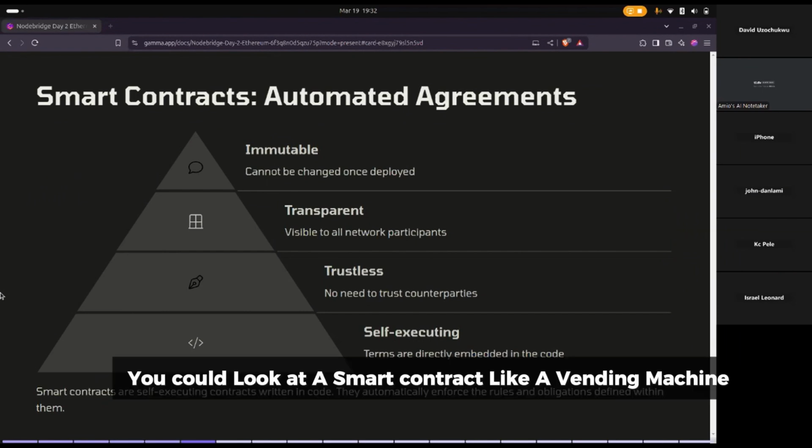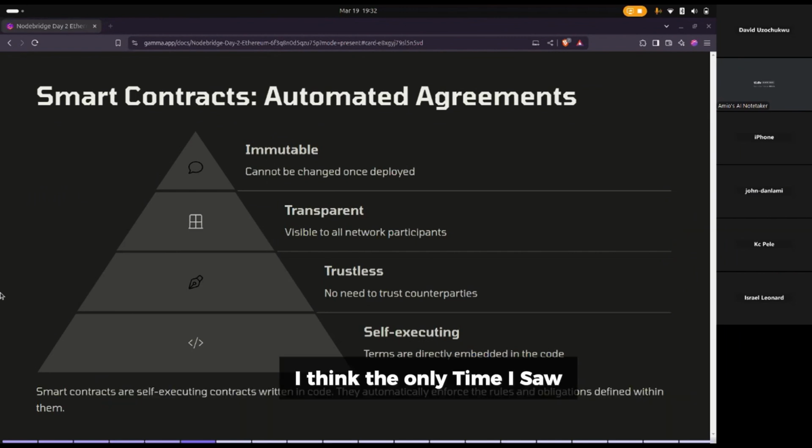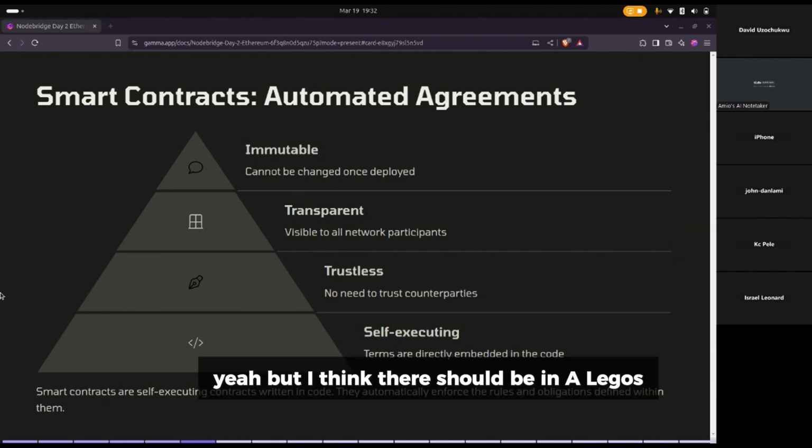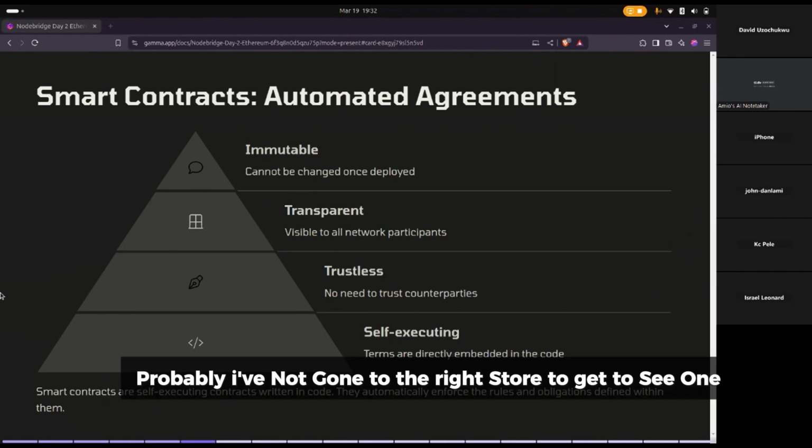So you could look at a smart contract like a vending machine. I think the only time I saw a vending machine was when I traveled. Yeah, but I think there should be some in Lagos. Probably I've not gone to the right store to see one.